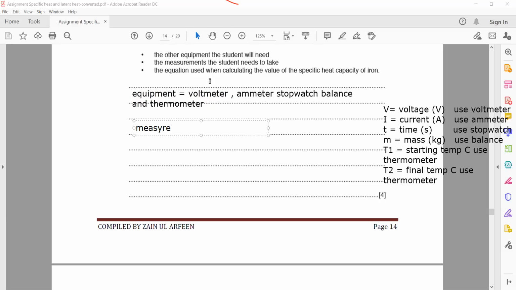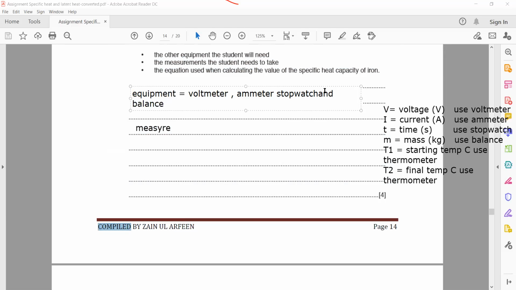Thermometer is already given, so you don't have to write it. I did not check the figure. So if the thermometer is given in the figure, you don't have to mention it. So the answer will be: the main equipment we need is stopwatch and balance. Voltmeter and ammeter are also not needed here. Why are they not required? Because they already mentioned the power is P, so power is given.